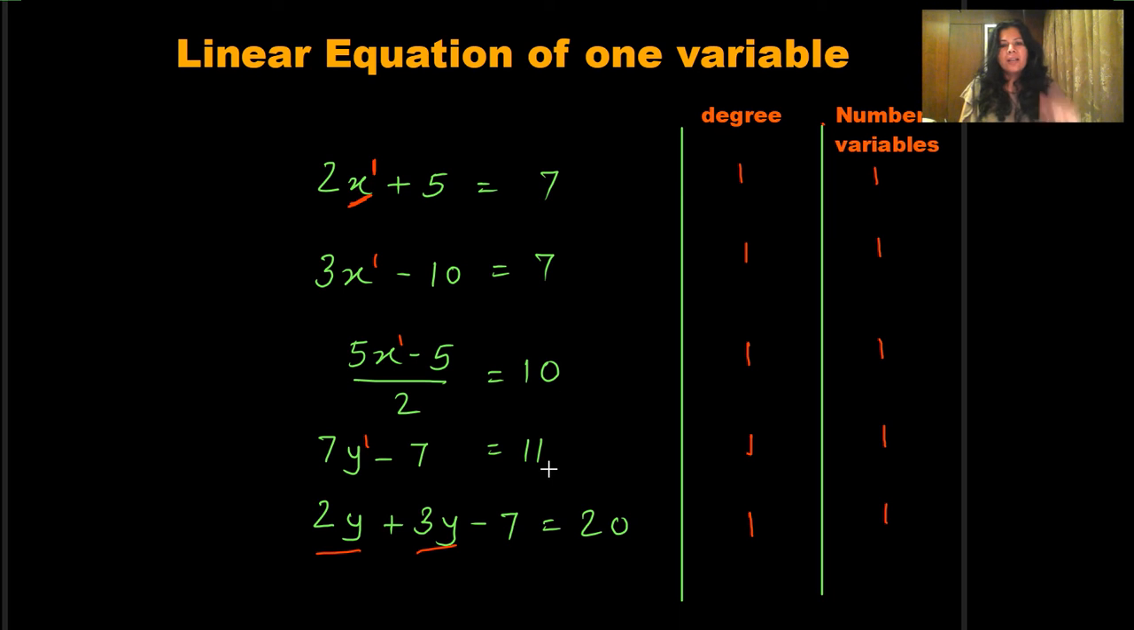Again 1. So you can see that in all these examples which I have shown here, the degree of all these equations is 1, and in all the equations I have used only one variable. So all these equations here are examples of linear equations of one variable, children. All of these are linear equations and all of them have only one variable. So all of these are examples of linear equations of one variable.